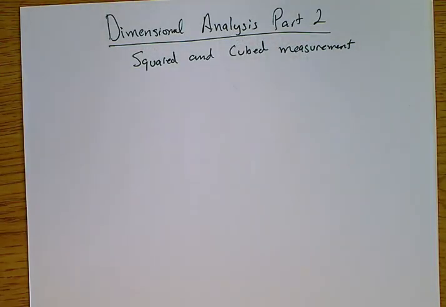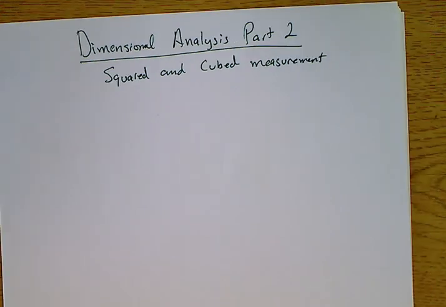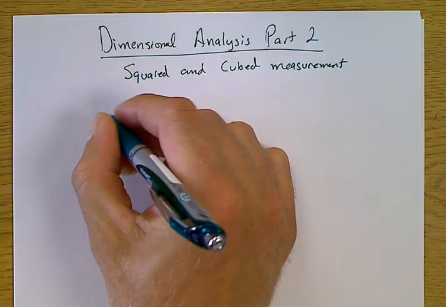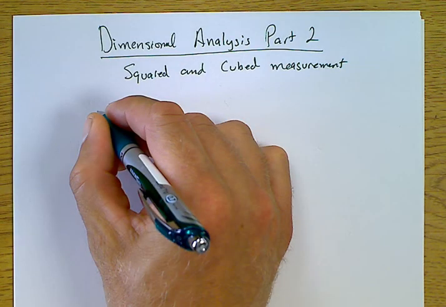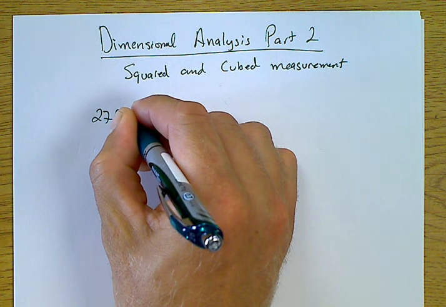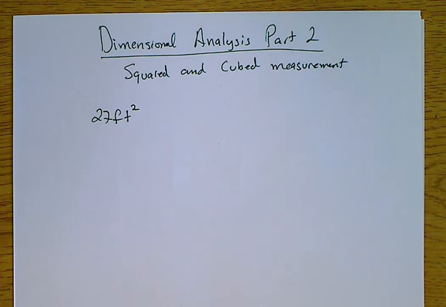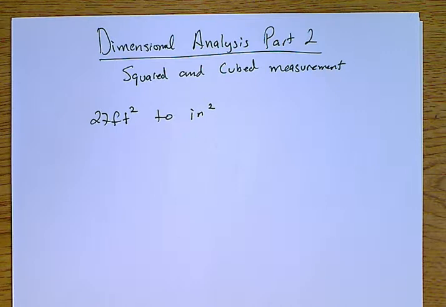Let's check this out. So here we go, dimensional analysis part 2, and this would be for your cubed and squared measurements. Okay, let's just do something simple to begin with. Let's say I had 27 feet, and let's do that as 27 square feet, okay? And let's get that to square inches. So this is going to be an area problem, right?